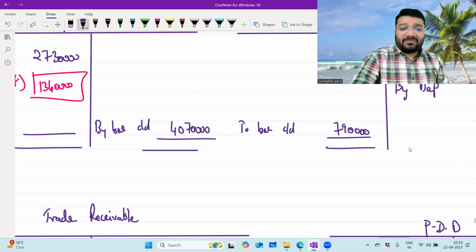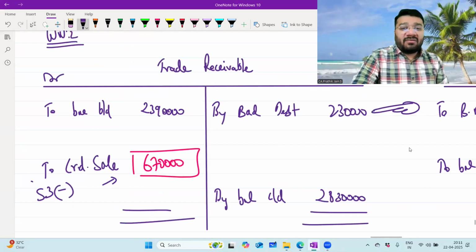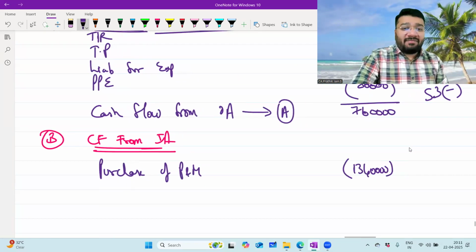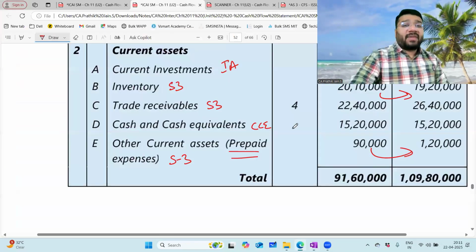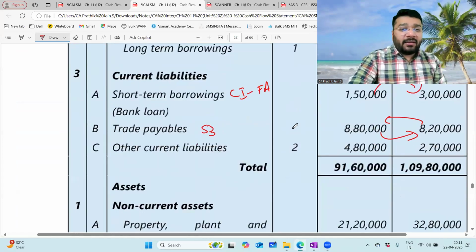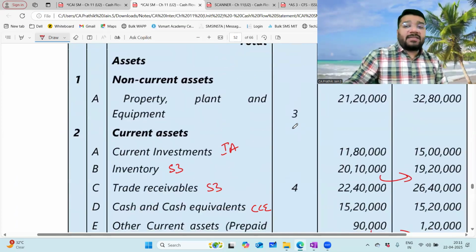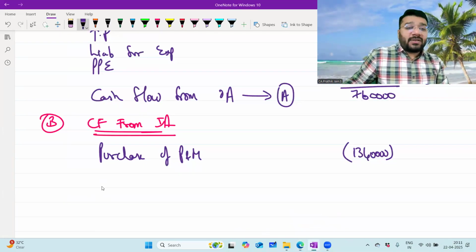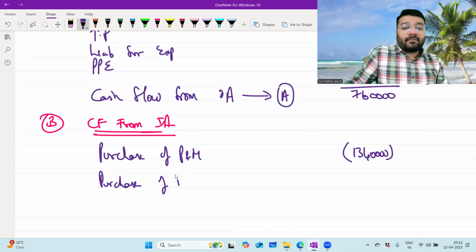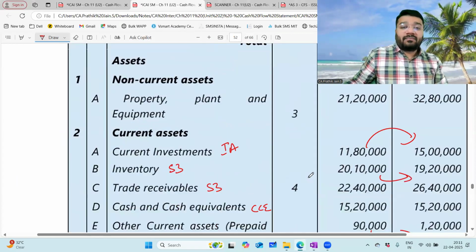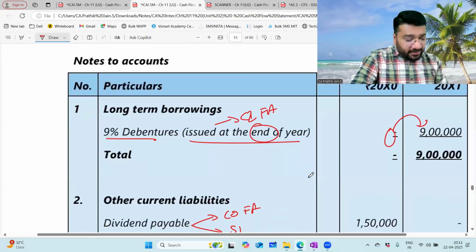PFD, nothing is there. Trade receivables, nothing. PDD, nothing. Okay, coming from beginning. Share capital nothing, reserve surplus nothing, long term borrowing nothing, short term borrowing nothing, trade payable nothing, current liability nothing. Current investment from 11,80,000 to 15 lakh. How much? 3,20,000. Purchase of investment, 3 lakh 20,000. Okay, that's all. No other investing activity.